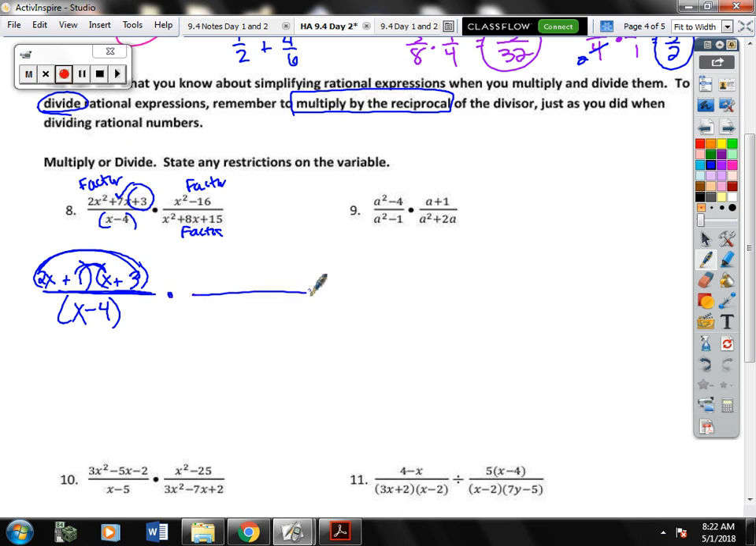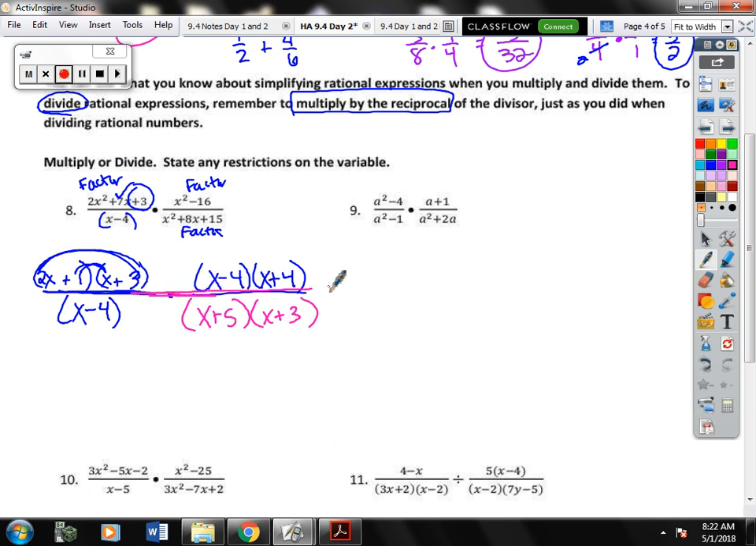Now the next one, what does x squared minus 16 factor into? Ashley? Good, that's our difference of squares. Where we have one positive and one negative. That way when you FOIL it, you will get 0x. And then in the denominator, this is an easy factoring one. Numbers that multiply to 15 and add to 8 are 5 and 3. Positive 5, positive 3.